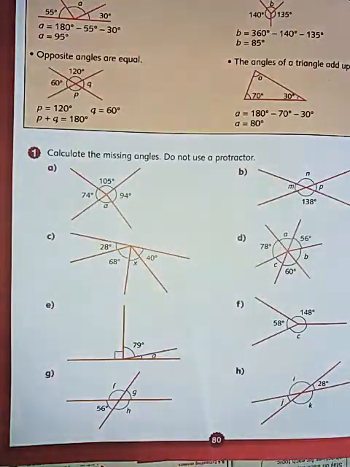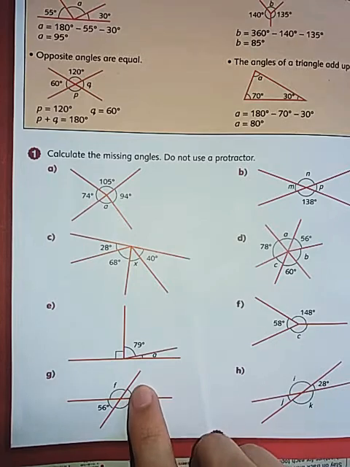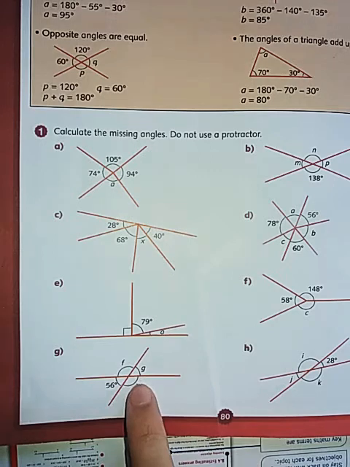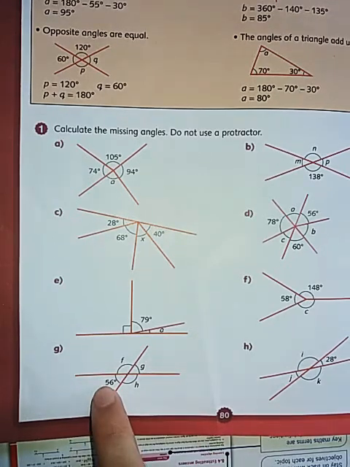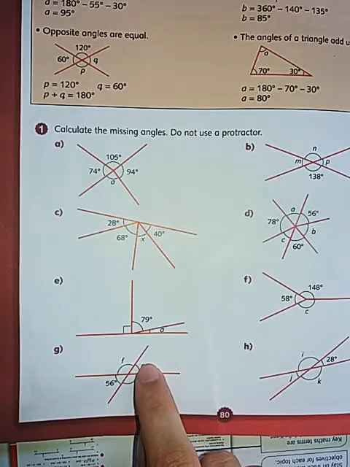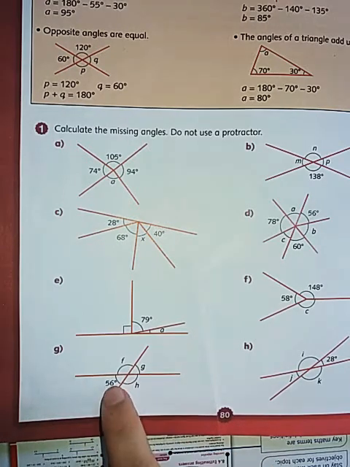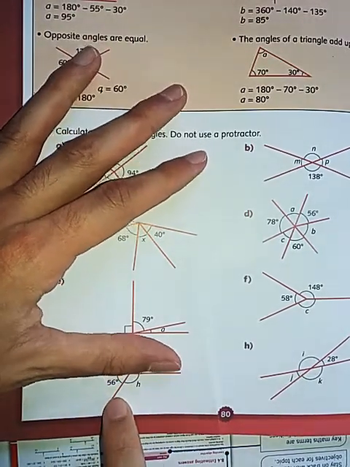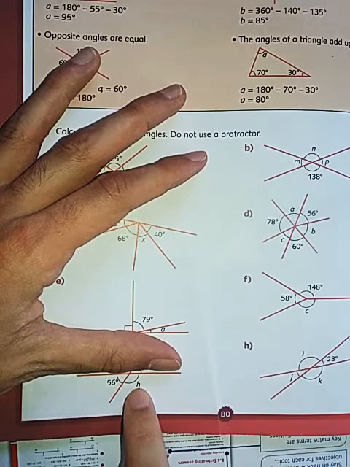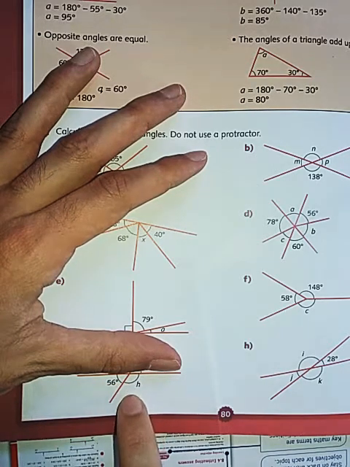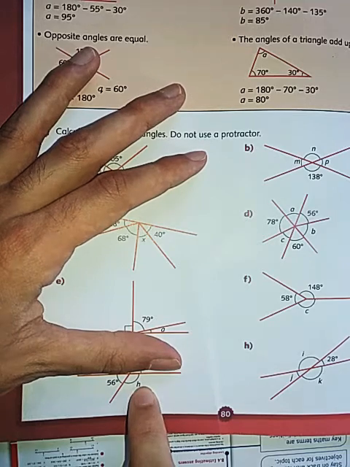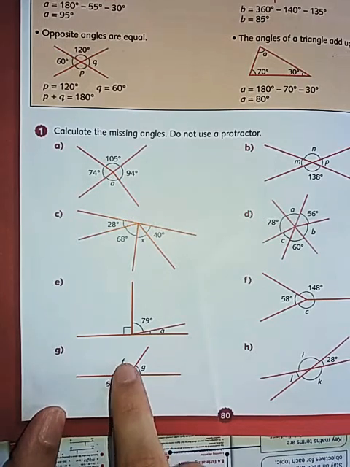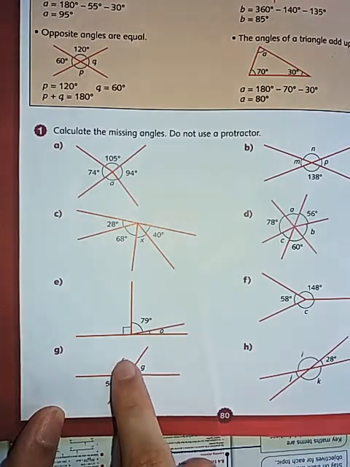Now let's move to G. In G, we have H and F opposite angles, and G and 56 are opposite angles. So G equals 56. Now, H and 56 are on a straight line. So if we subtract 56 from 180, we will get H. H will be 124. H and F are equal, so F as well will be 124.